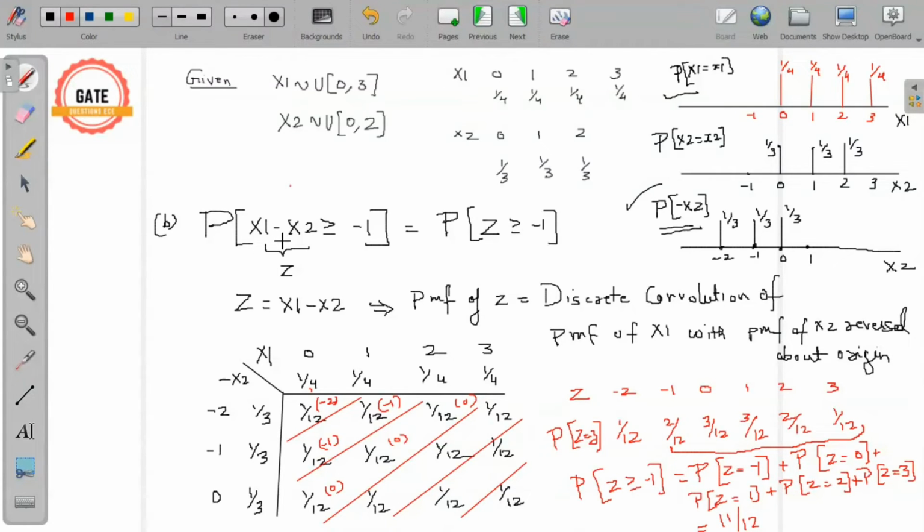So the probability that x1 minus x2 is greater than or equal to minus 1 will be equal to 11 by 12. So this is the standard procedure of handling the sum or difference of two random variables. In the sum or difference of two random variables, we use the discrete convolution method as a standard procedure to solve such questions. Now I will give you a shortcut technique to find the sum and difference of two random variables using the joint p.m.f of x1 and x2. So let's see that shortcut method.